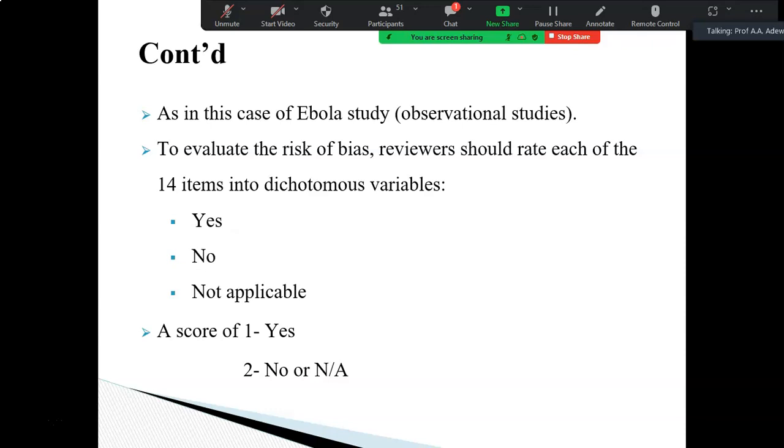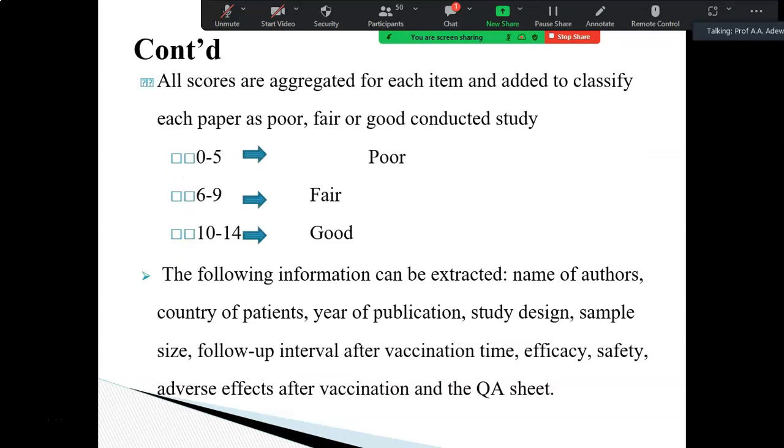should rate each of the 14 items into dichotomous variables as yes, no, or not applicable. A score of 1 is given to yes when we are reviewing the articles, and a score of 2 is given to no or not applicable. All scores are aggregated for each item and added to classify each paper as poor, fair, or good conducted study.